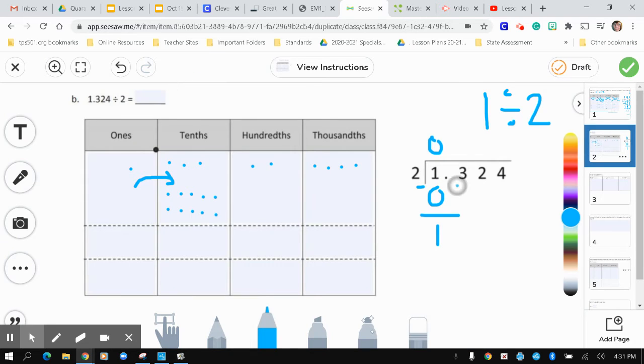I suggest that you start solving this on your whiteboard as I'm solving it. If you need to pause, go ahead. But practice solving those steps as I'm doing them. So we bring down the 3. So now I have 13 tenths just like I have over here. 13 divided by 2 is our new problem.